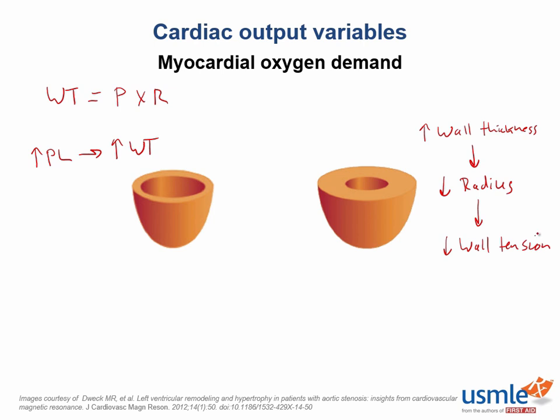Now, if you stick all that together, you end up coming up with the wall stress equation, which you can see here. And it reads as follows: wall stress equals pressure times radius divided by 2 times the wall thickness. So now let's work through this in a clinical example like hypertension.